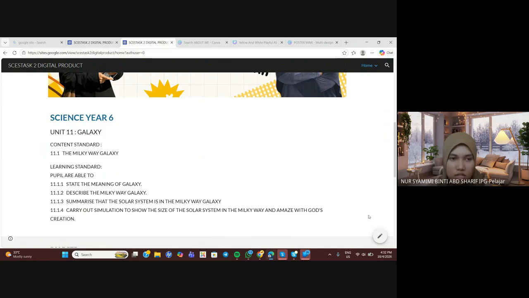content standard is 11.1, the Milky Way galaxy, and the learning standard is that pupils are able to state the meaning of galaxy, describe the Milky Way galaxy, summarize that the solar system is in the Milky Way galaxy, and lastly carry out a simulation to show the size of the solar system in the Milky Way and be amazed with God's creation.